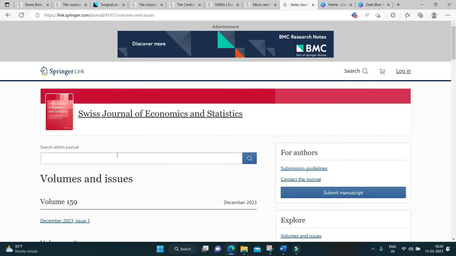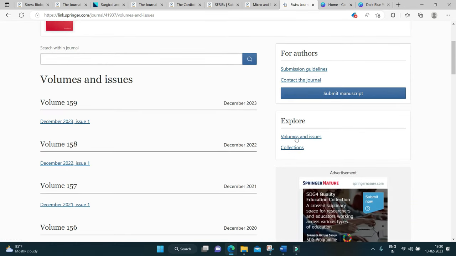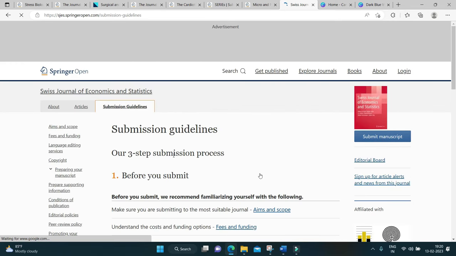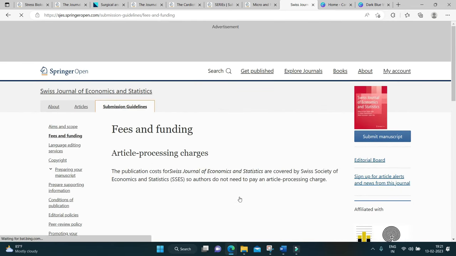So the next journal in the list is the Swiss Journal of Economics and Statistics. Now here you can see the stat journal along with the economic journal. If you see the fees and funding option, the publication costs for the Swiss Journal of Economics and Statistics are covered by the Swiss Society of Economics and Statistics. So authors do not need to pay an article processing fee.